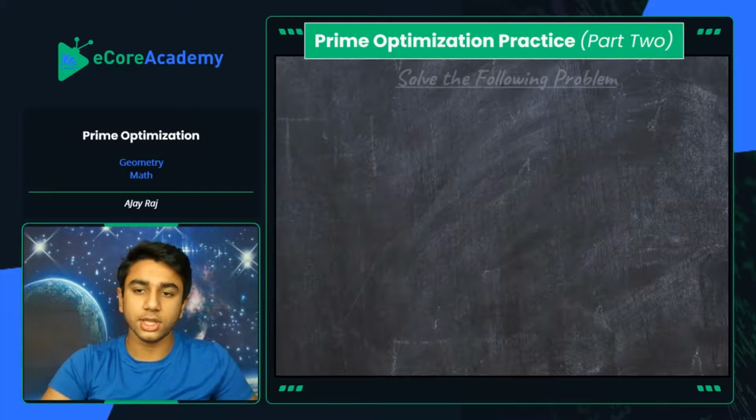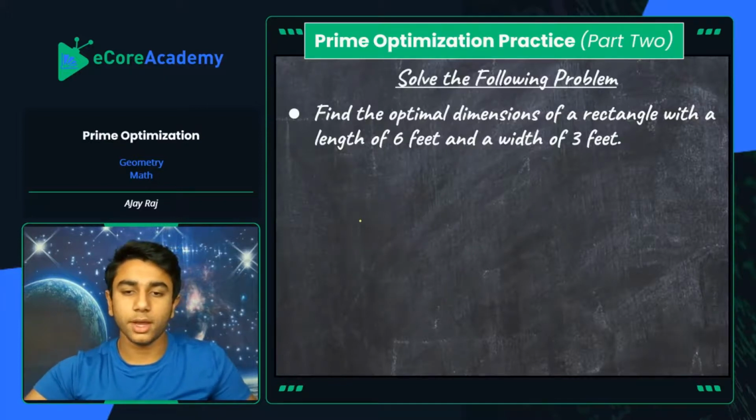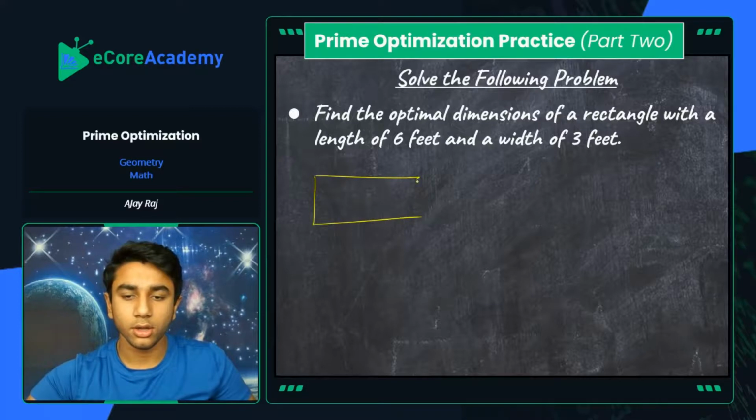So that's what we're going to do in this slide, prime optimization practice part 2. We're going to solve the following problem and use that same exact concept. We're going to find the optimal dimensions of a rectangle with a length of 6 feet and a width of 3 feet. So let's start off by drawing out what our rectangle might look like.